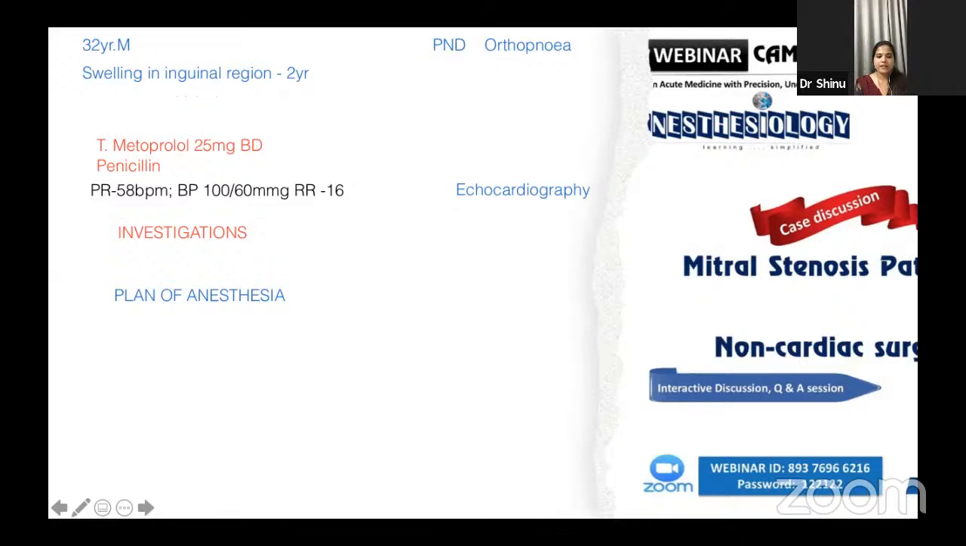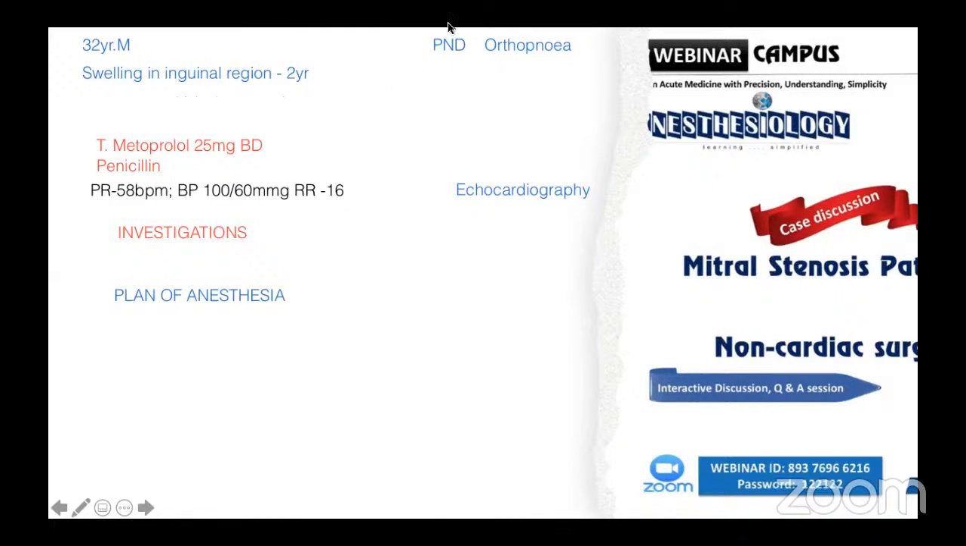Then after that, I'll give injection fentanyl 2 to 3 microgram per kilogram. Then under mask ventilation, I'll induce the patient with injection etomidate 0.3 to 0.5 mg per kg, and after the mask ventilation is adequate, I'll give IV vecuronium 0.1 mg per kg. After that, gentle direct laryngoscopy and endotracheal intubation is done. After that, it is connected to the ventilator, and maintenance of anesthesia is with air, oxygen, and sevoflurane.